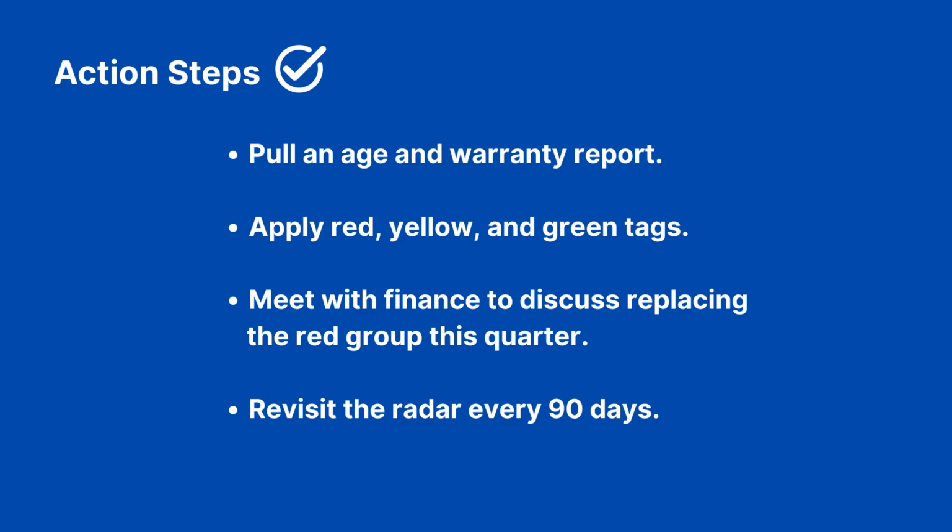Some action steps for your end-of-life asset radar. Pull an age and warranty report from your ITAM tool. Apply red, yellow, and green tags. Meet with finance to discuss replacing the red group this quarter, and revisit the radar every 90 days.